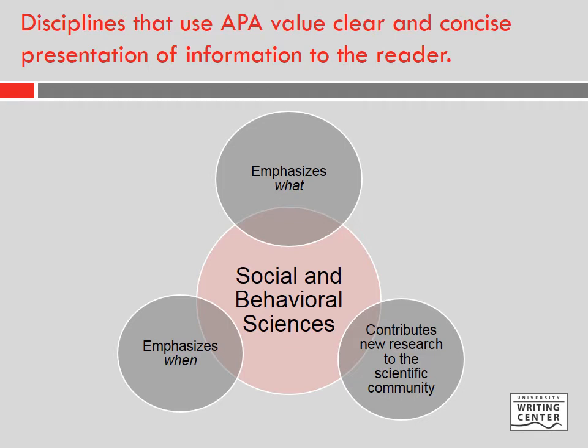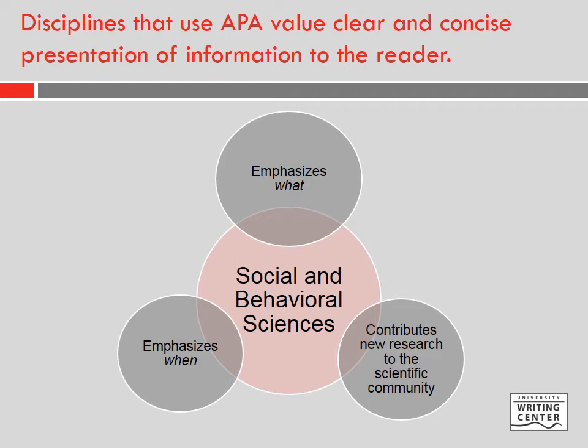APA emphasizes the research, or what, and the year published, or when. Disciplines that use APA value the most relevant and up-to-date information. For example, if you are doing research from a scientific journal, your research will be more credible if the article is recent, the study is relevant to yours, and the source avoids bias by placing too much focus on the author. Both in-text citations and the reference page reflect these emphases, which will be covered in detail in their respective videos.